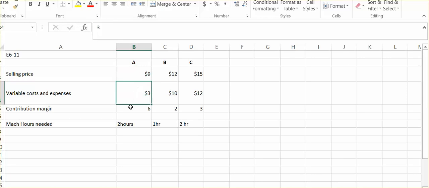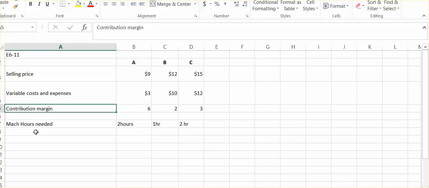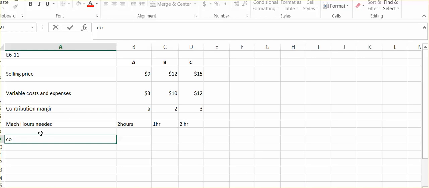Sales minus variable cost gives you contribution margin. But what if some of the products you make take more time than others? So you might make more per unit, but it takes you more time to make that unit. Then now it gets a little bit more complicated. Now this is a simple example, but instead of just figuring out contribution margin, let's figure out contribution margin per unit of limited resource, which in this case is per machine hour.